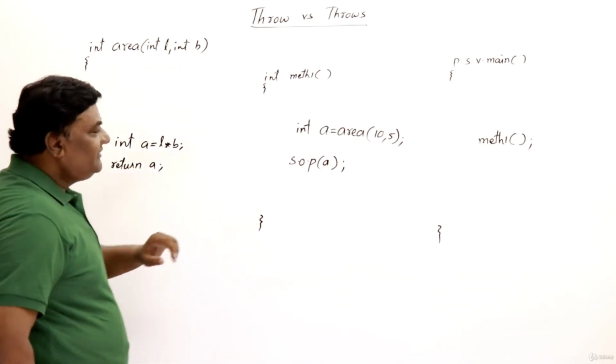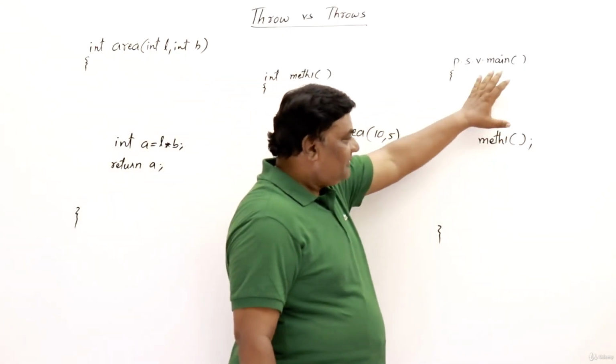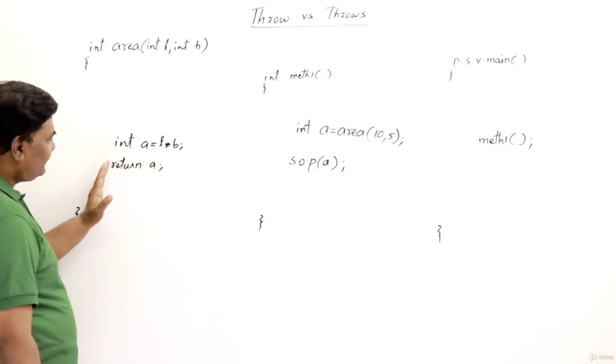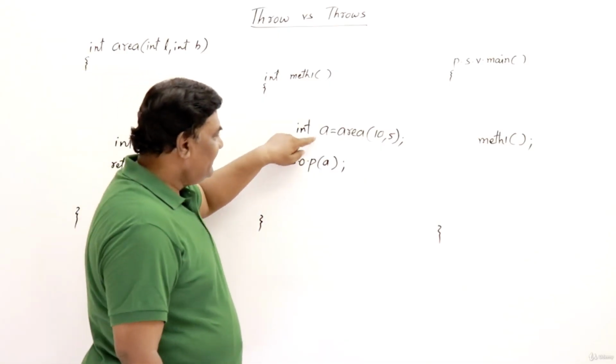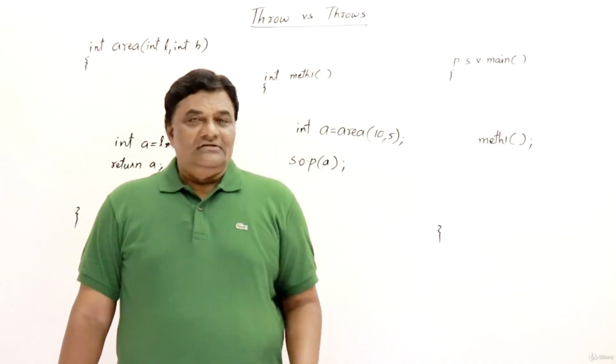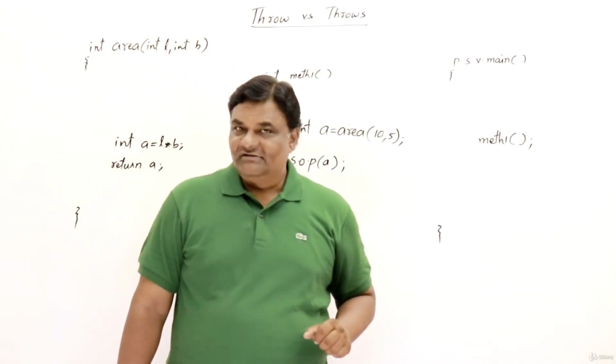Now this is normal. When you run the main method or program, this calls this one, and this calls this one, and this returns the result in A and it will print it. Then control goes back to main and it will stop. Now here I will handle an exception.